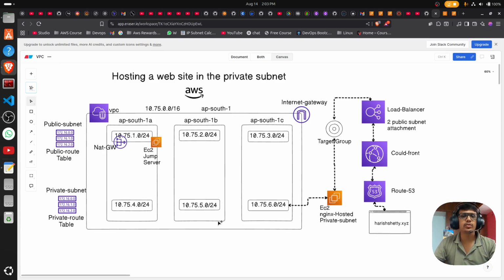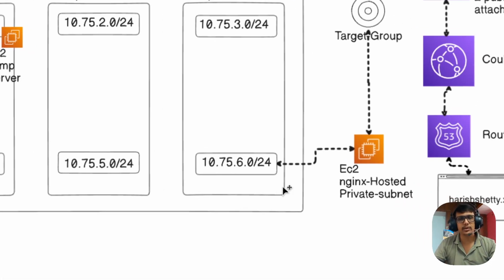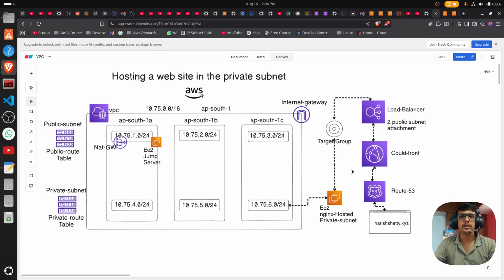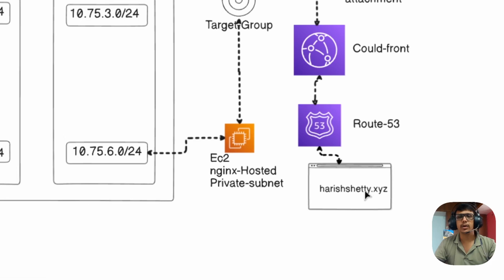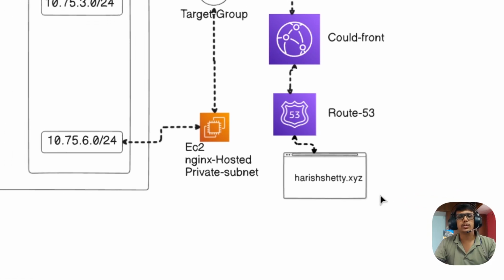In this video I am going to show you how to host your EC2 instance in the private subnet and access it via the load balancer. We can also attach CloudFront to speed up your static web application, and I am also configuring Route 53 and accessing it via my personal domain.